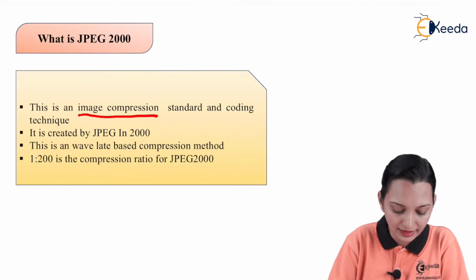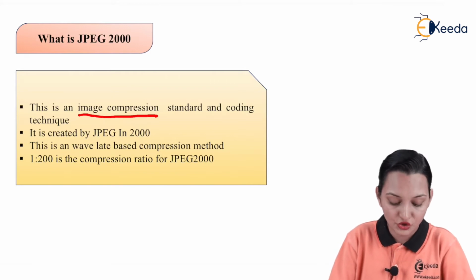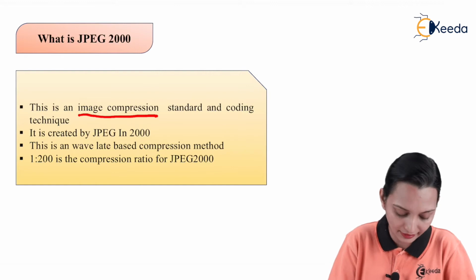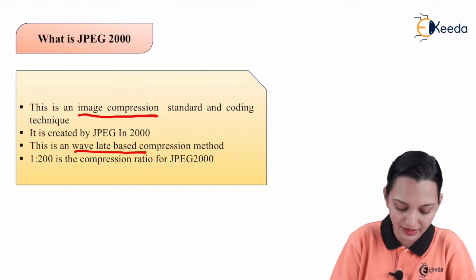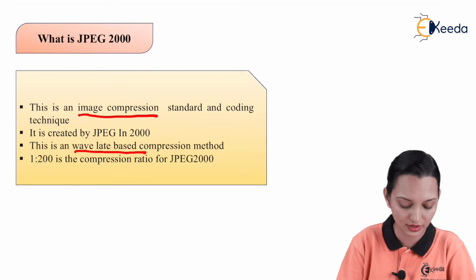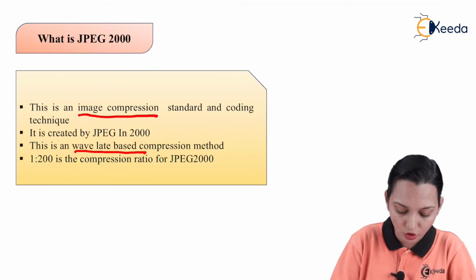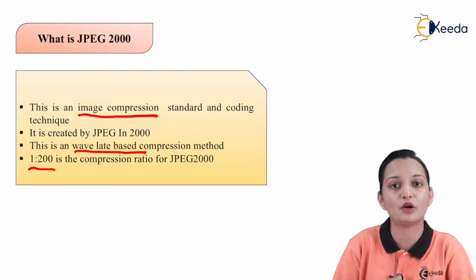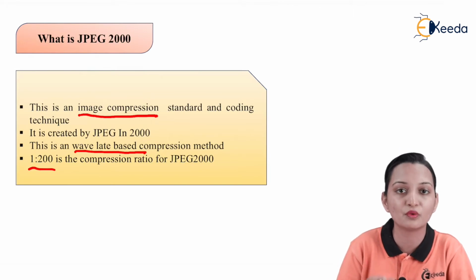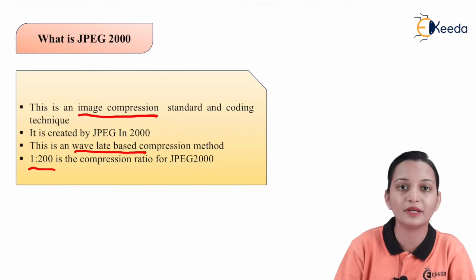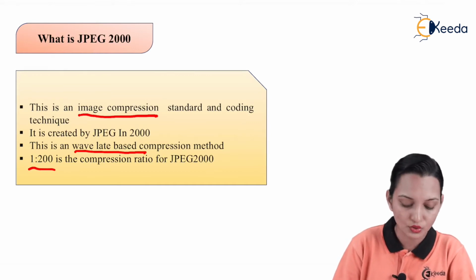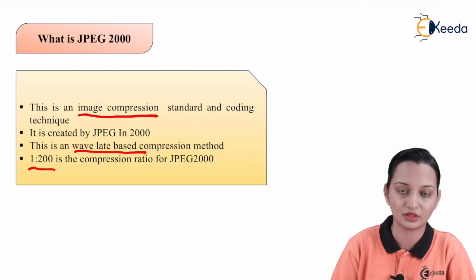This is a wavelet-based compression method. JPEG was a DCT-based compression method, and JPEG 2000 is a wavelet-based compression method. It will give us a compression ratio such as 1 to 200. So a huge compression ratio will be provided to us, and hence JPEG 2000 is very useful as compared to JPEG. How that will work, we have to understand.